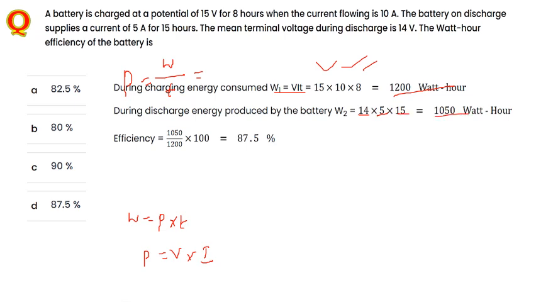Similarly, how can you find the efficiency? You can find the efficiency by output divided by input. Total output, the total discharge, divided by total charging. So the output here is 1050 divided by 1200 into 100 percent. Using the same concept, the value you get here is 87.5.